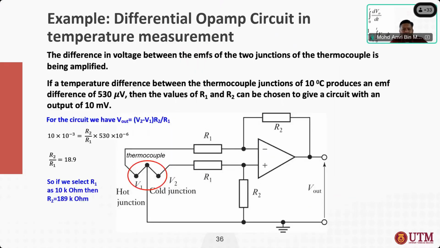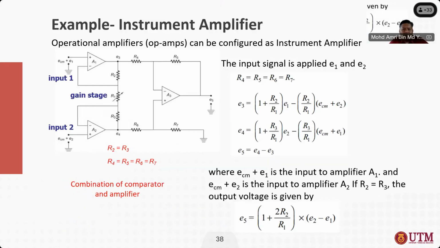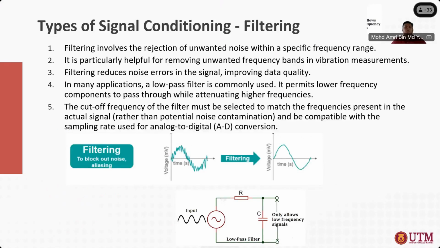We'll not go to this. We will go directly to this filtering part. So filtering is a process where you want to remove the unwanted signals and only allow the signals that are important or useful for your system. So in this case, you want to remove or block out any noise coming out from the system by using the filtering method.